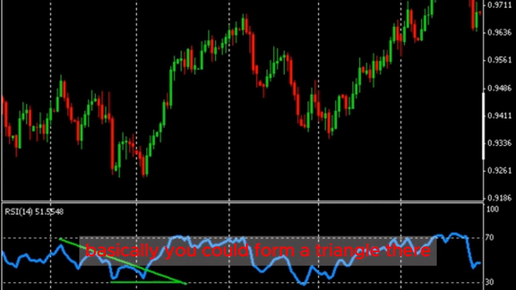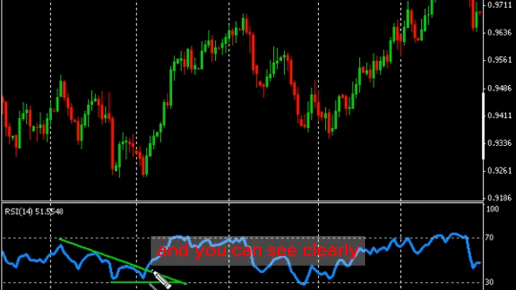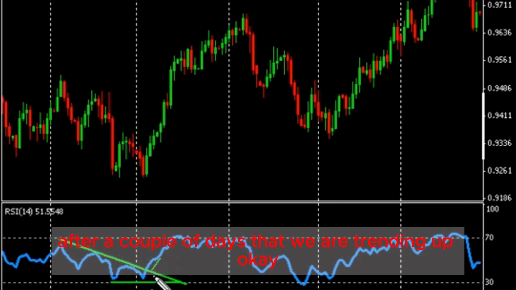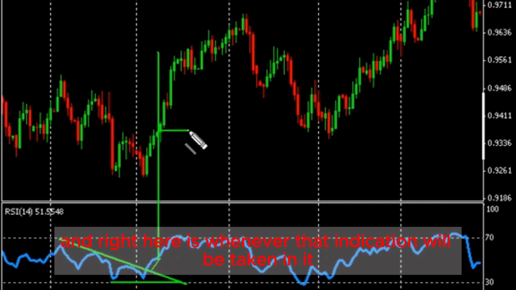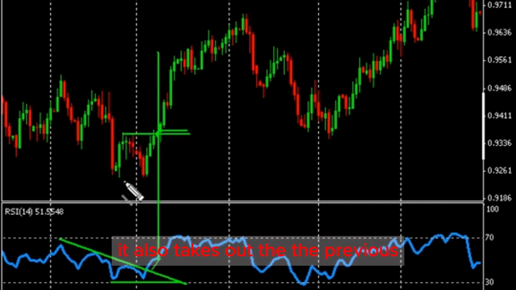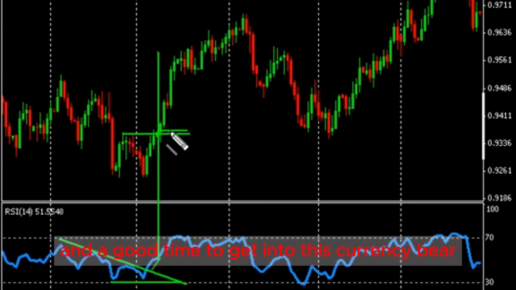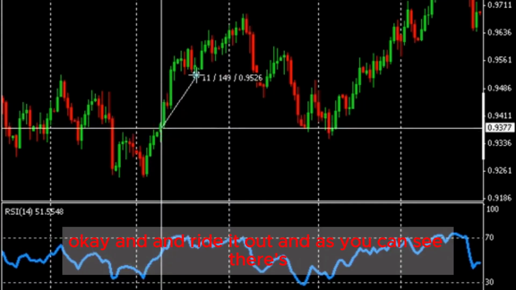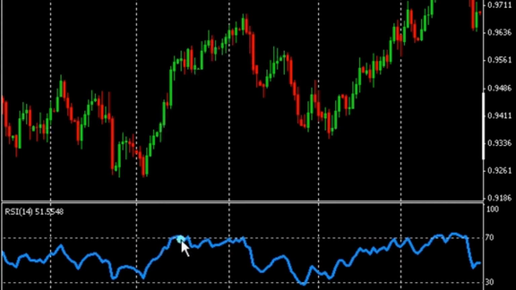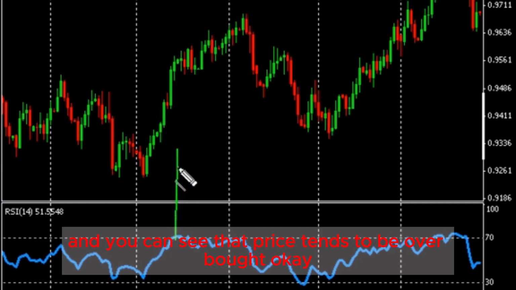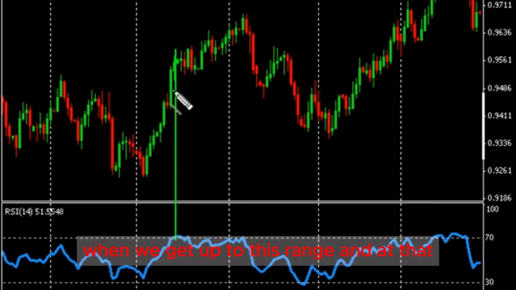Basically you could form a triangle there, and you can see clearly after a couple of days that we are trending up. Right here is where that indication will be taken in. It also takes out the previous high. This will be a good indication and a good time to get into this currency pair and ride it out. As you can see, there's a couple hundred pips of profit here, and you can see that price tends to be overbought when we get up to this range.